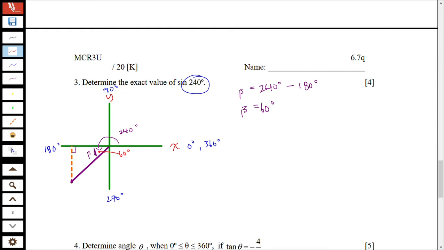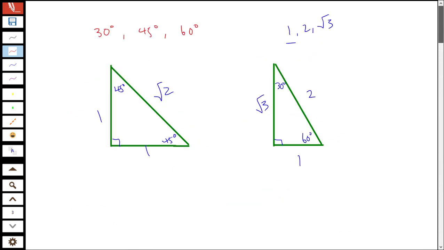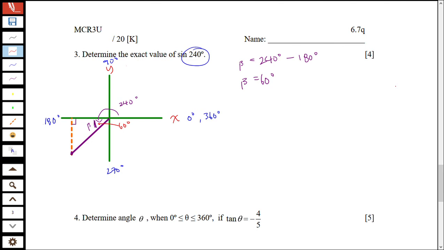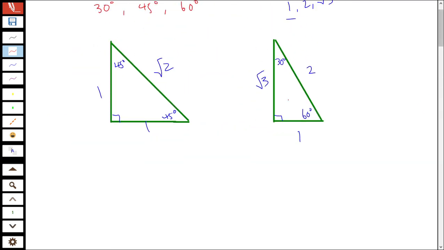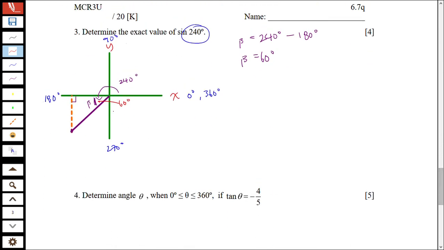And let me label the three sides of the triangle. Whatever is across from the 60 is going to be root 3, and the hypotenuse is going to be 2, and the other one's going to be 1. So I got my ratio for the 60-degree triangle.